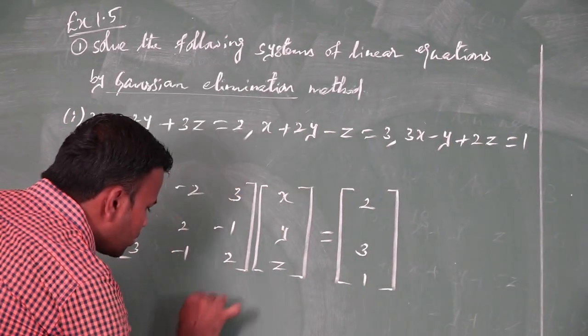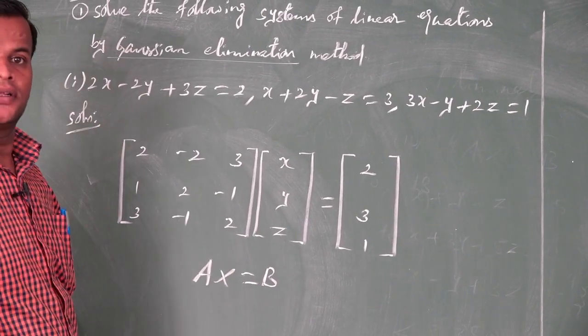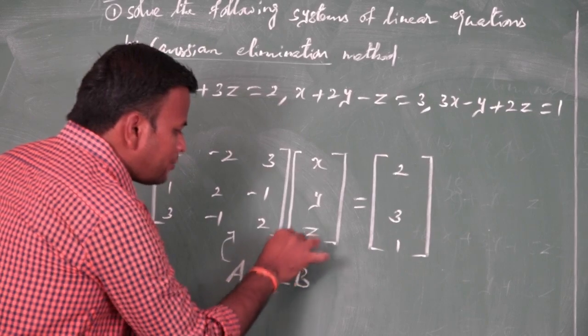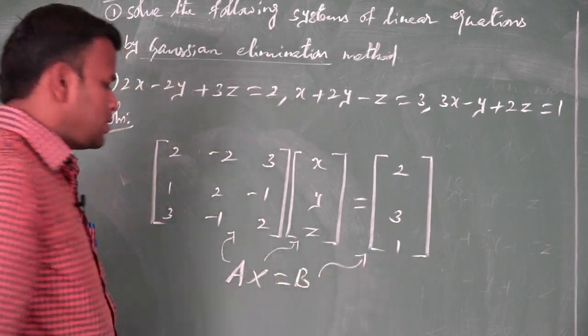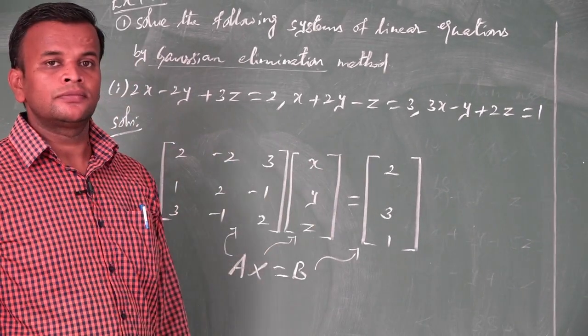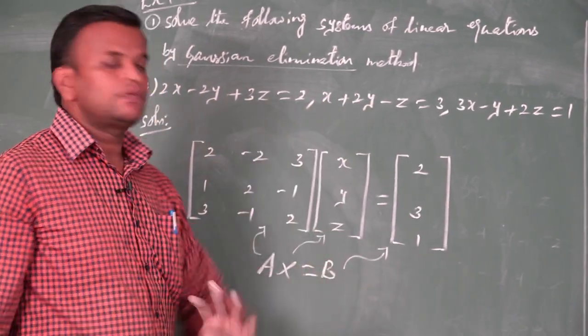Now it is of the form AX is equal to B. So this is the matrix A, this is the matrix X, and the RHS is the matrix B. For convenience, I write one extra step. So the first step: the given system of equations can be written in matrix form.